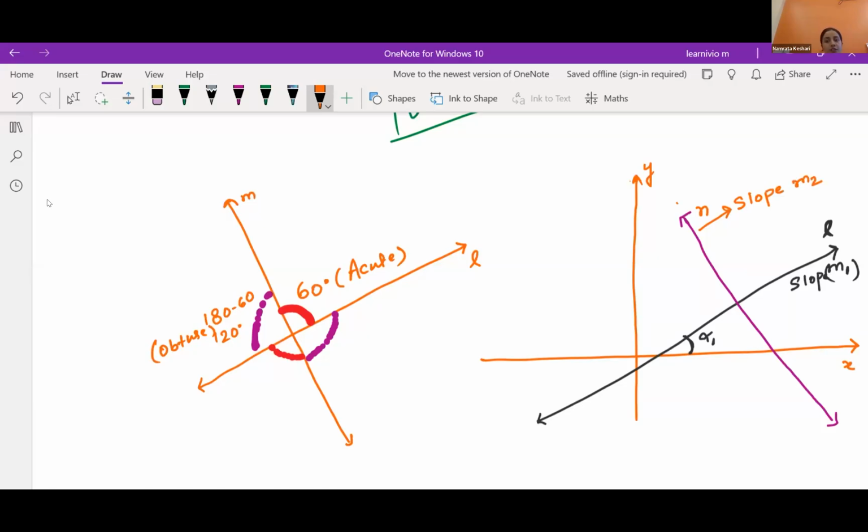The slope of this line we are assuming as M2. Suppose this purple one is making an angle with the positive direction of x-axis. There are two ways to find the slope. First, y2 minus y1 by x2 minus x1. Another, we can find the slope by using theta. If theta is known, theta means the angle made with the positive direction of x-axis.